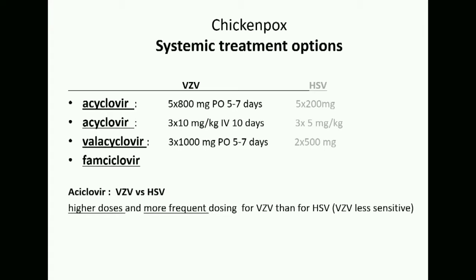And actually, we do have the same treatment as for herpes simplex virus, like acyclovir, valacyclovir, and famciclovir. However, as you see, the dosage scheme is different for herpes simplex compared to varicella zoster virus. Why? Because, as you see, for acyclovir, higher doses and more frequent dosing for VZV are needed than for herpes simplex, because actually VZV, as I told you at the beginning, is less sensitive to acyclovir compared to herpes simplex virus.